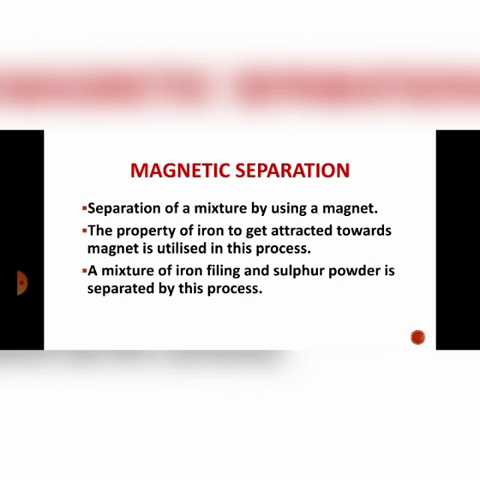We can use this magnetic separation to separate iron filings from a mixture of iron filings and sulfur powder. In this case, we use a horseshoe type magnet to separate iron filings from sulfur powder. Iron filings get attracted towards the poles of the horseshoe type magnet, but sulfur powder does not get attracted towards the magnet and remains behind.